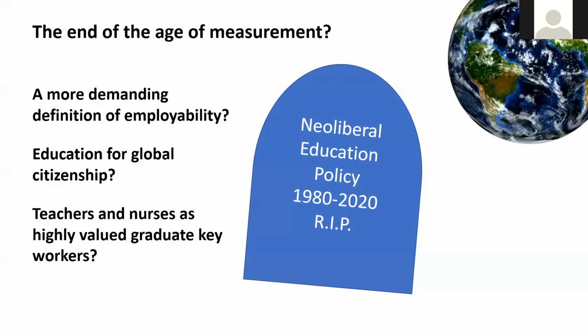So we need change. And I would argue that the neoliberal policy is coming to an end, and we need to replace it with something else. And I don't think populism is the answer. We need something to replace neoliberalism, certainly in education. We need a more demanding definition of employability. Employability for the future, not oven-ready workers, but a person who can go through life managing and using judgment, and, you know, they are a global citizen.